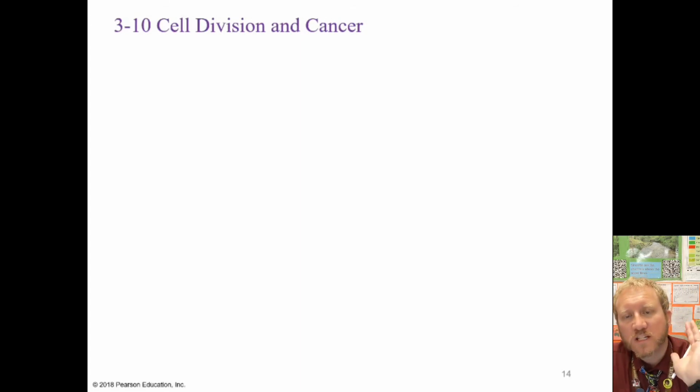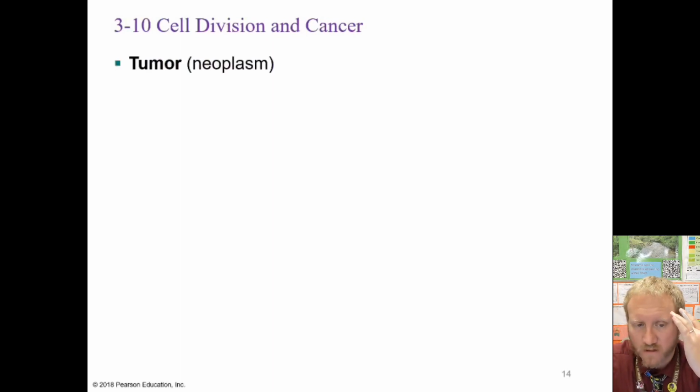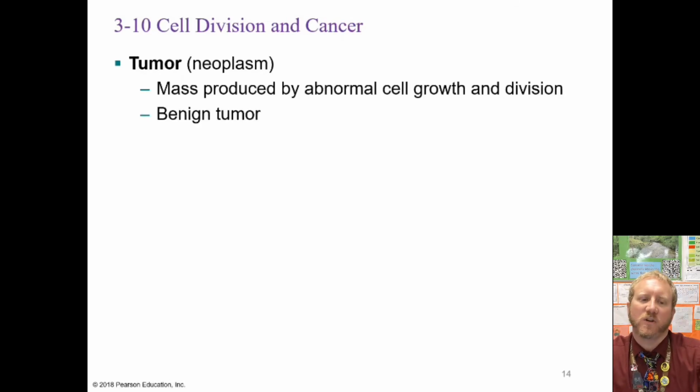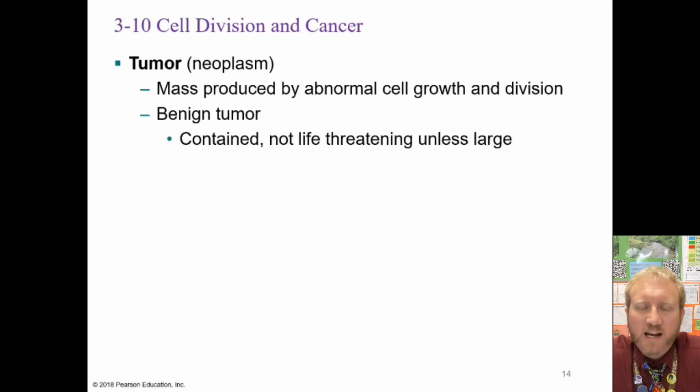All right, so this is when things are supposed to be happening normally. When they don't happen normally, you get into cancer. So a tumor, also known as a neoplasm, is a mass that's produced by abnormal cell growth and cell division. Now, not all tumors are bad. A not deadly tumor, I guess you could say, is known as a benign tumor. It's contained, and it's not life-threatening unless it's really, really large.